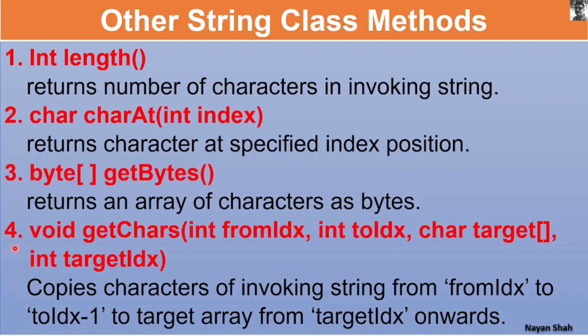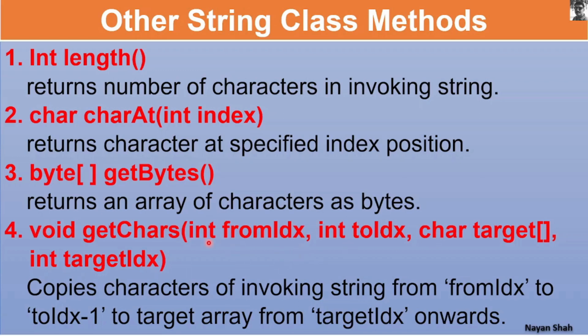Fourth method, which is very interesting, and that is void getChars. First thing you observe is that the output type is void, which means this method is not returning anything. It is void. Whatever happens inside, nothing comes out on screen. So void getChars has 4 arguments.